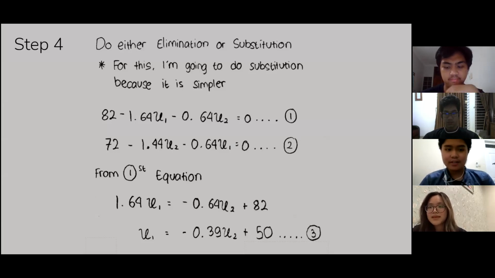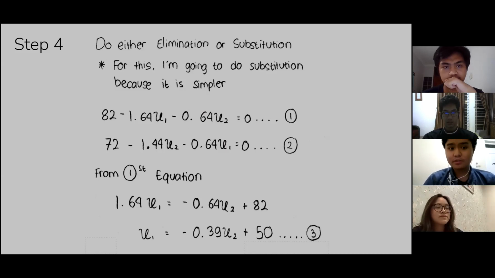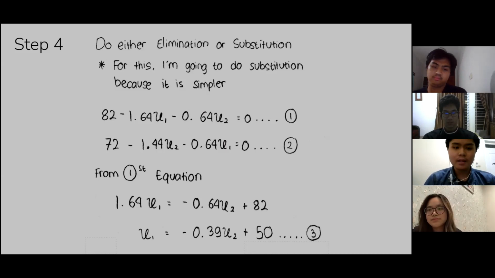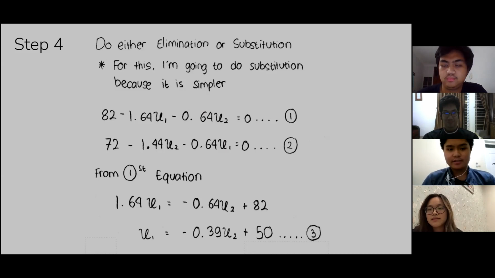Okay, so now in this fourth step, we can either do elimination or substitution. But for this particular problem, because it is simpler, I'm going to substitute instead of eliminate. From the previous steps, we get the two equations, which are 82 minus 1.64 x1 minus 0.64 x2 equals 0, and the second equation, which is 72 minus 1.44 x2 minus 0.64 x1 equals 0.